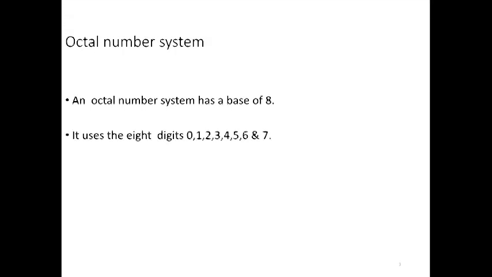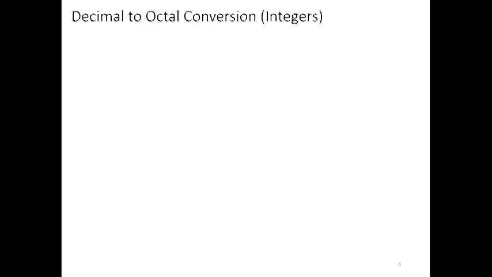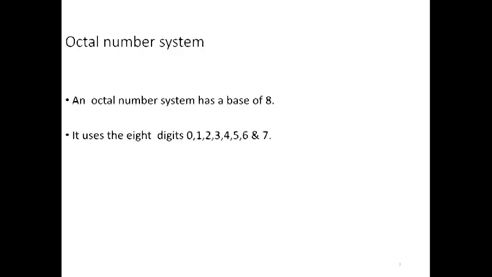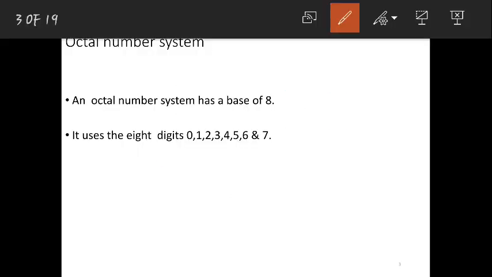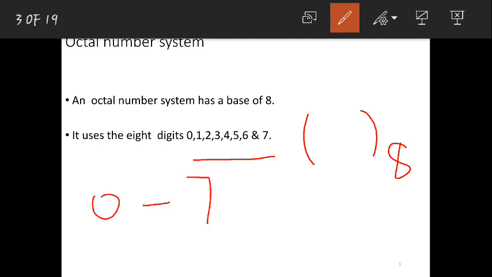As we discussed previously, the octal number system has a base of 8. Whenever you represent an octal number, you always need to represent it with a base 8. An octal number has 8 digits, 8 symbols. It starts from 0 and ends at 7. So, these total 8: 0, 1, 2, 3, 4, 5, 6 and 7.